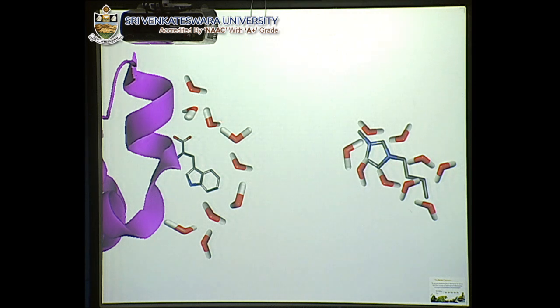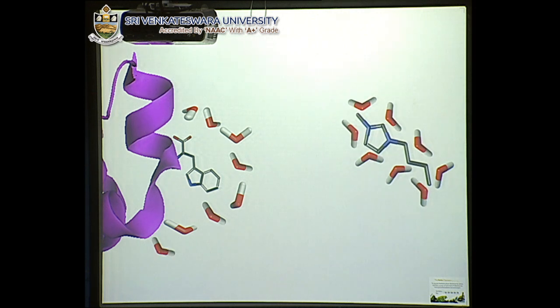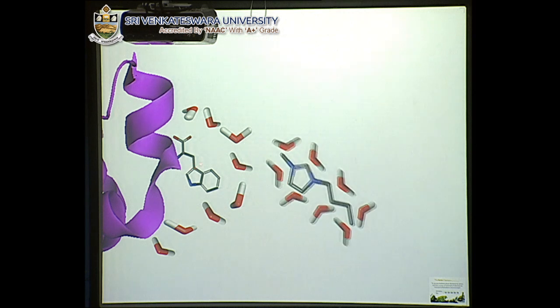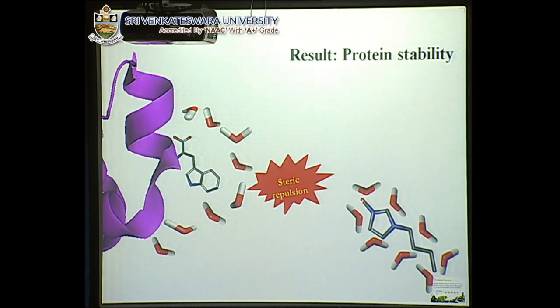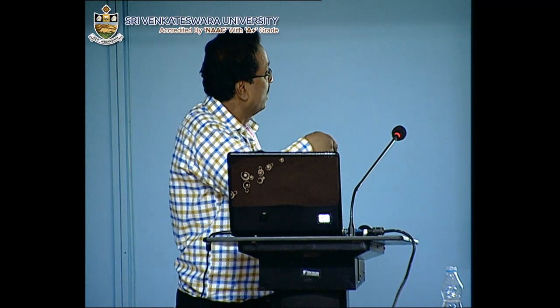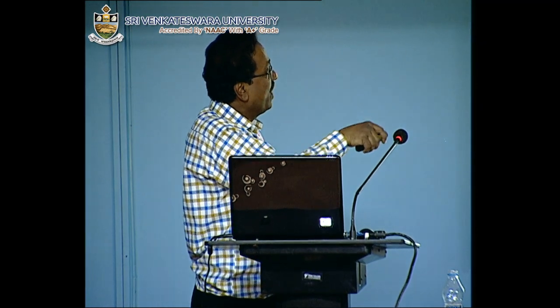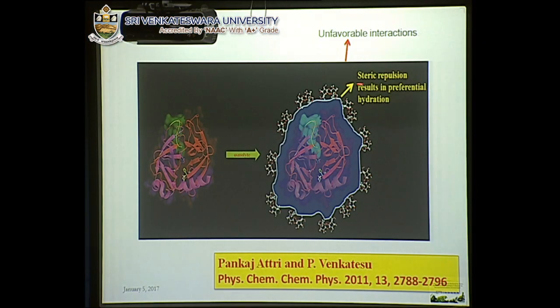Here also you have a hydration layer on the surface of the protein. So these two hydration layers never interact. They try, but due to steric repulsion, they are excluded from the surface of the protein. So this is the main mechanism involved in the protein stabilization studies. Here you can clearly see unfavorable interactions are observed due to steric repulsion. So we observe unfavorable interaction between protein functional groups and ions of the ionic liquid.